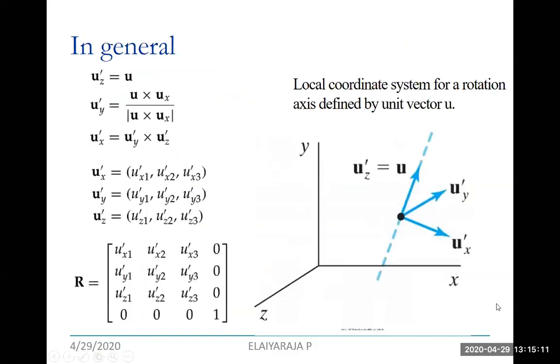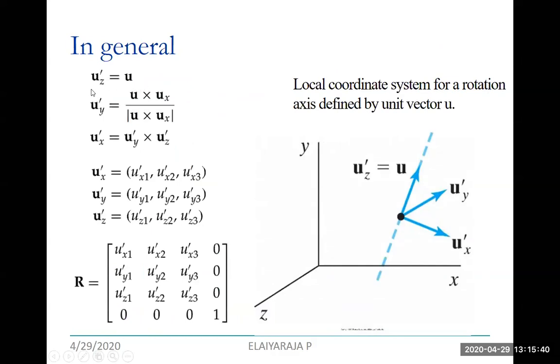In general, the local coordinate system for a rotation axis is defined by the unit vector u, where you are going to do the rotation with respect to the axis of the xyz plane, where you can write your u dash z value.